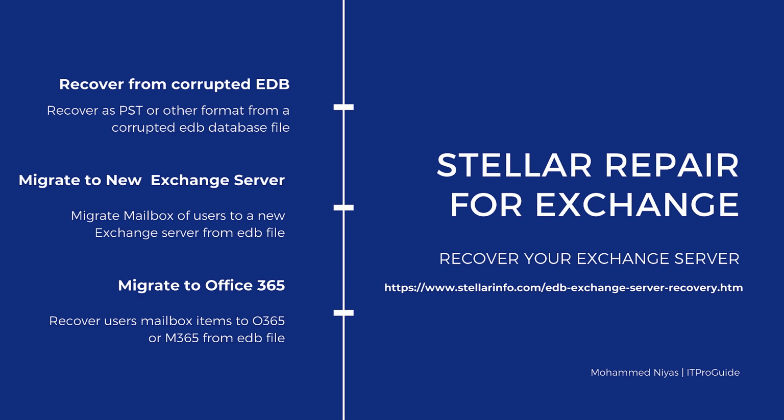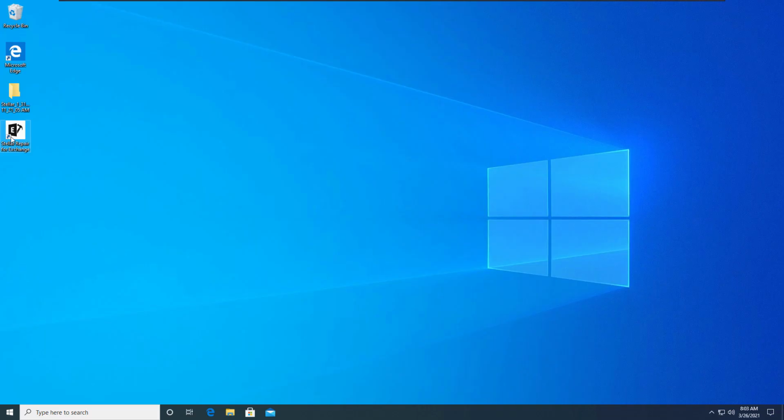And to do that, you can use Stellar Repair for Exchange. I will show you the features available in Stellar Repair for Exchange to recover from a corrupted EDB file, or if you want to migrate the users' mailboxes from an EDB file to a live Exchange server or to Office 365 from a single window. So I will just demonstrate some of the features of Stellar Repair for Exchange.